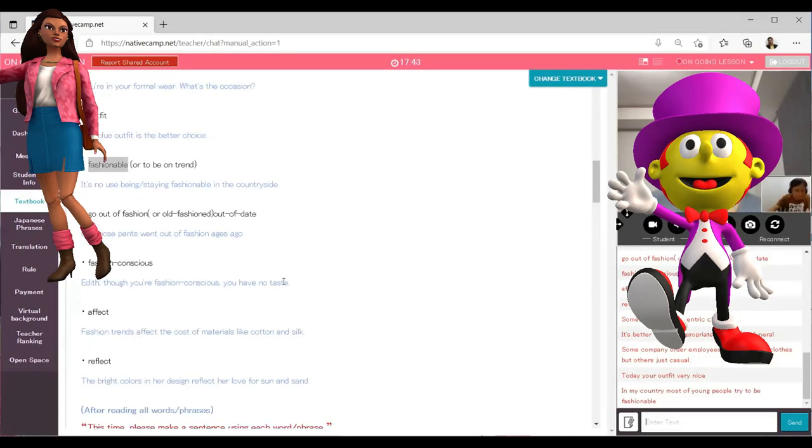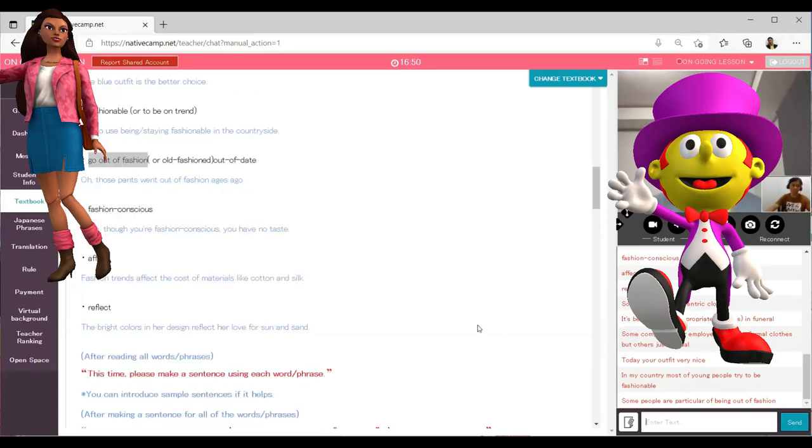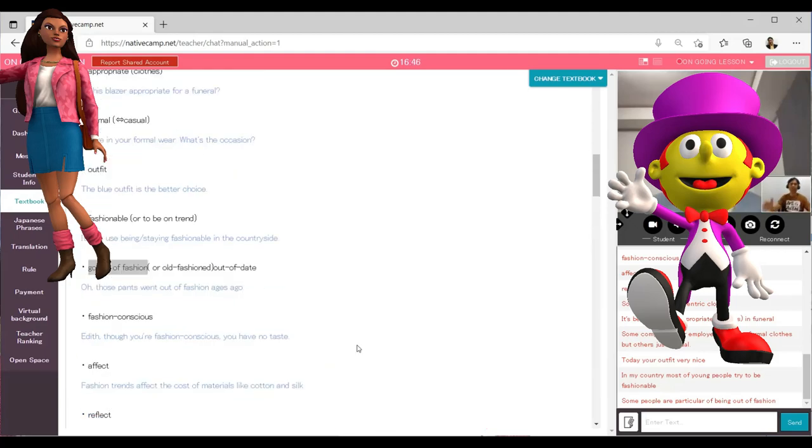All right, and the next is go out of fashion or old fashion. Out of date. Okay. Some people are particular about outfits which go out of fashion, or which are out of date. Okay, so some people are particular about being out of fashion. Yeah, and it's like they don't like to be out of fashion, right? They always want to be up to date. Right. They want to be on trend. Wow, okay. Some even old folks, right? They don't want to be out of fashion.